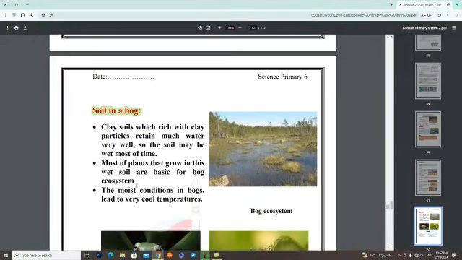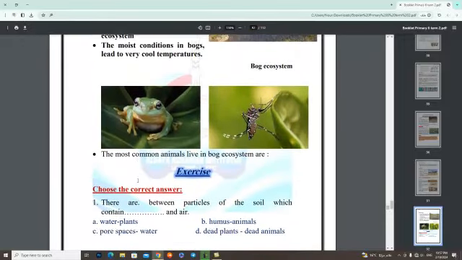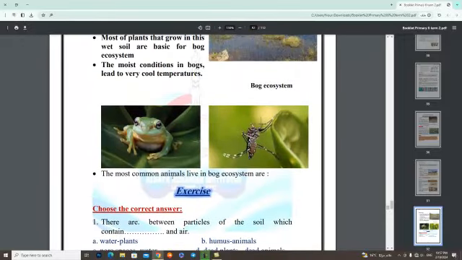Soil in a bog. Clay soils, which are rich with clay particles, retain much water very well, so the soil may be wet most of the time. Most of the plants that grow in this wet soil are basic for the bog ecosystem. The moist conditions in bogs lead to very cool temperatures. The most common animals that live in the bog ecosystem are frogs and insects.